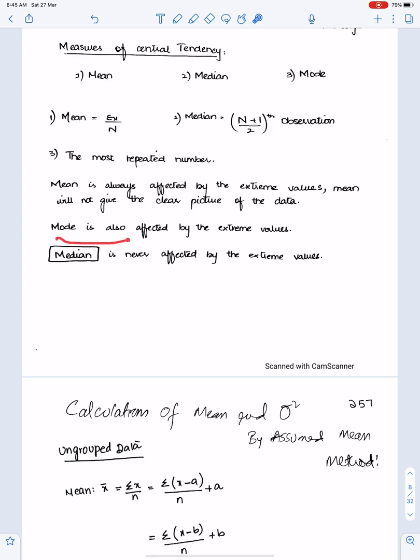Number one, mode is always affected by the extreme values. When the lowest observation is repeating or when the highest observation is repeating, then mode cannot give a clear picture of the data. And sometimes data has no mode. Well, median is the most suitable type of central tendency because median is never affected by the extreme values.